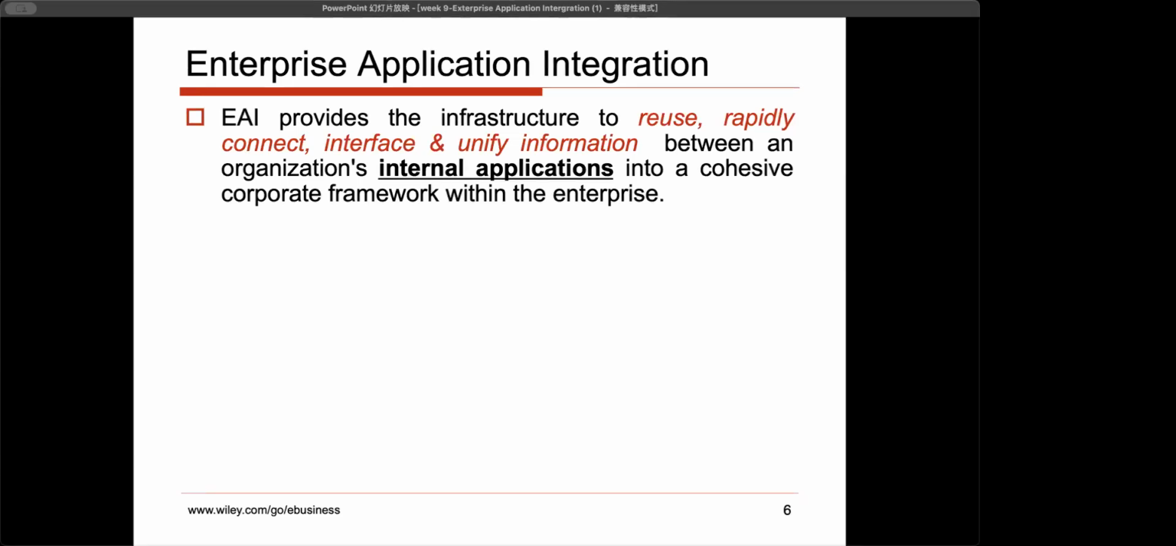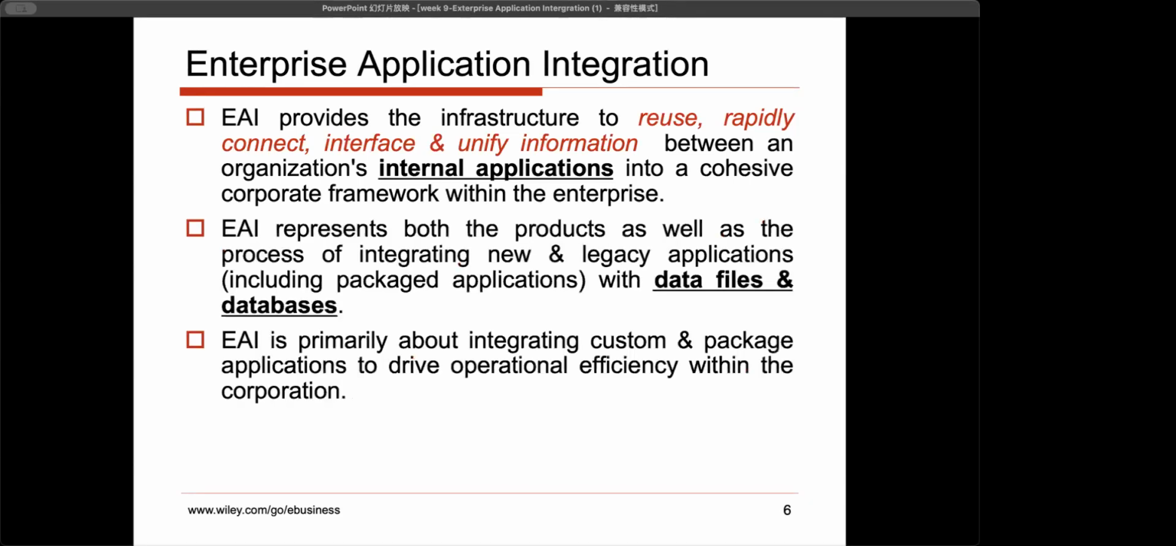In the EAI system, you have different functions that you can use. For example, you can submit your form, and you can check your transcript. But all of them are within the same enterprise, within Macquarie University. That's the example here.